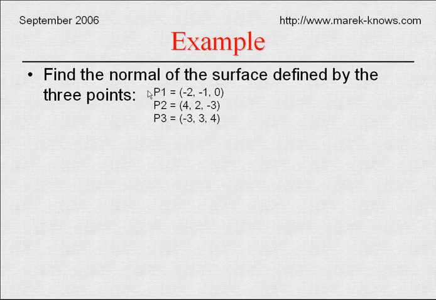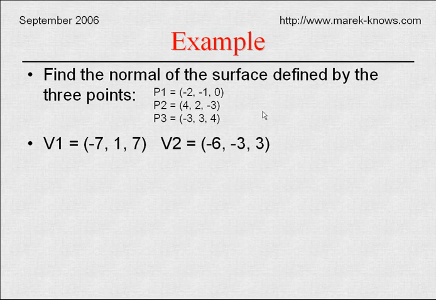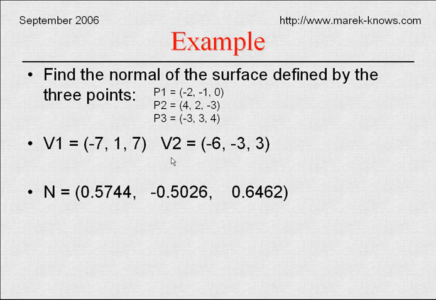Let's say we want to calculate the normal of a surface that is defined by the following 3 points. P1 is -2, -1, 0. P2 is 4, 2, -3. And P3 is -3, 3, and 4. Well, first thing we need to do is calculate the two vectors. So V1 is equal to -7, 1, and 7. And V2 is equal to -6, -3, and 3. Having these two vectors, we can then cross them and normalize to get the following value for our normal.